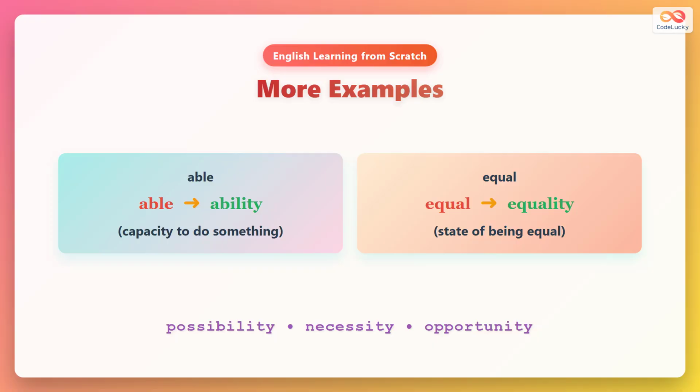Able becomes ability, meaning capacity to do something. Equal becomes equality, meaning the state of being equal. Possibility means the chance something can happen. Necessity means something that is needed. Opportunity means a favorable situation.